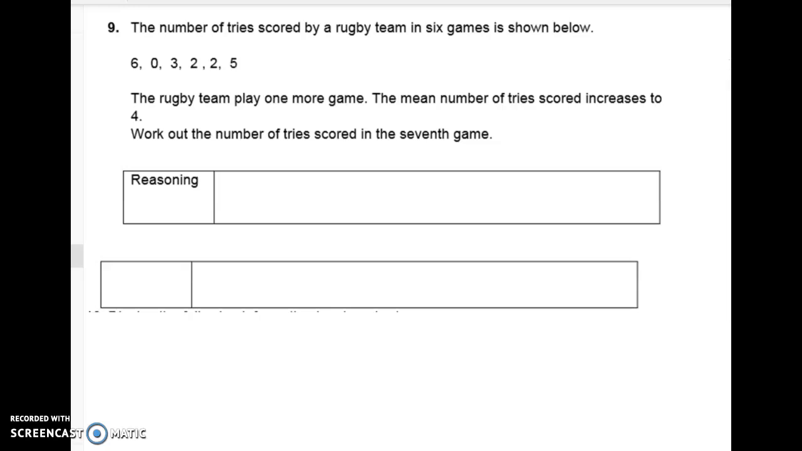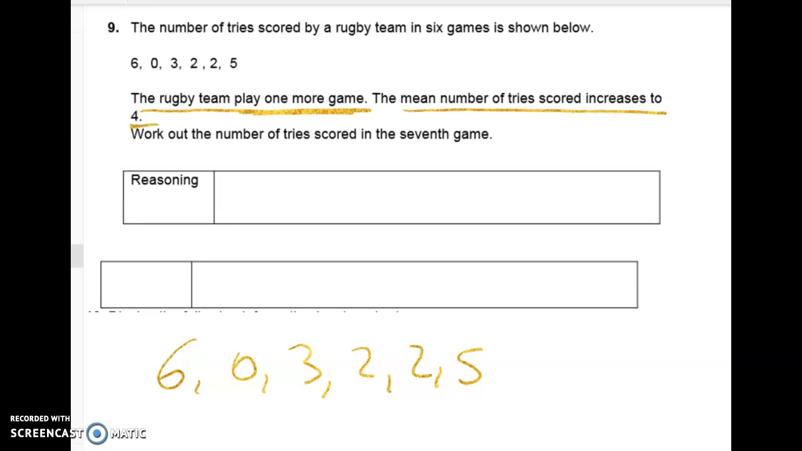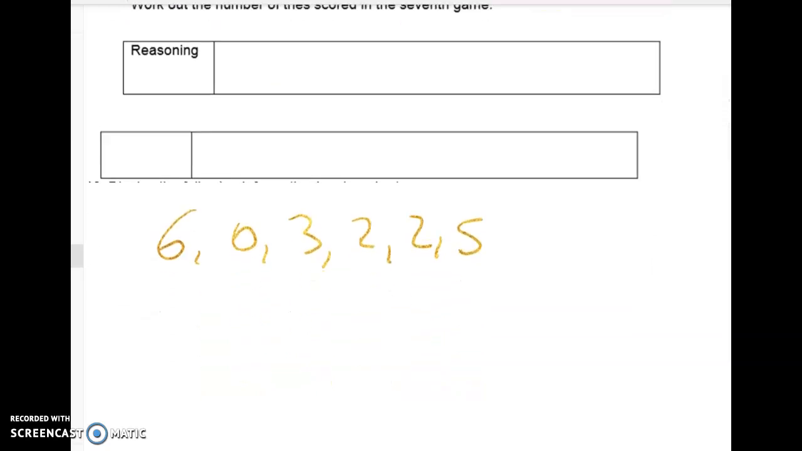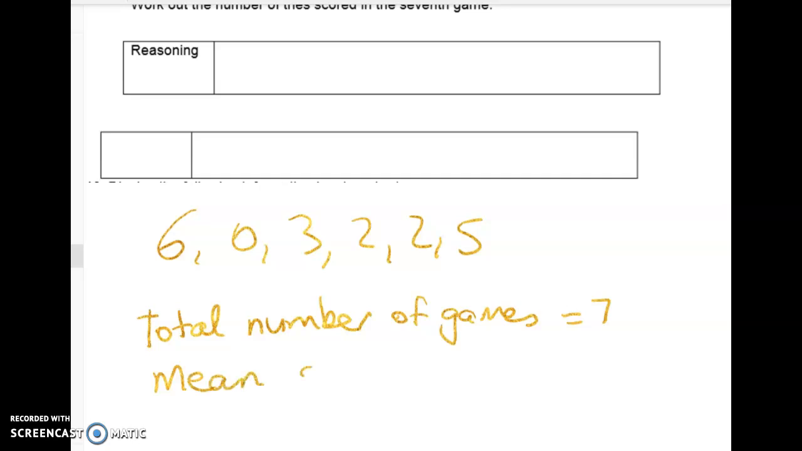Right, here we've got the number of tries scored by a rugby team in 6 games. So we've got 6, 0, 3, 2, 2, and 5. Now we don't have to figure out the mean or the mode or anything like that, but we're told that the rugby team play one more game, and then the mean number of tries scored increases to 4. So what are we going to have? Well, we've had 6 games. So in the end, the total number of games will be 7. And we're told that the mean score will be 4.